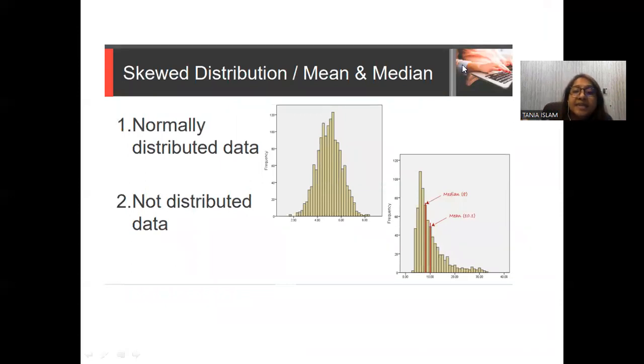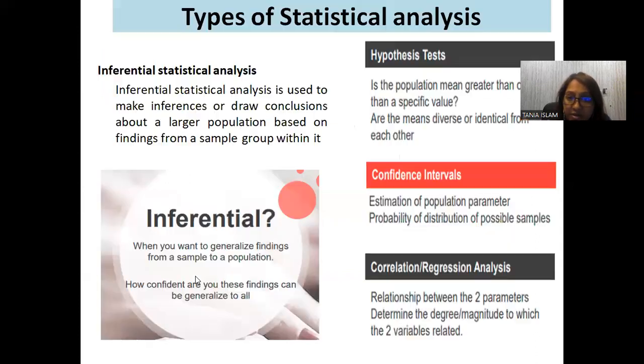Normally distributed data looks like this, in the bell curve shape. Not normally distributed data will be like this. When the data is normally distributed, the mean and median will be the same. But when not normally distributed, the mean and median are not the same. You might not understand this now, but later as you go further, you will understand better.